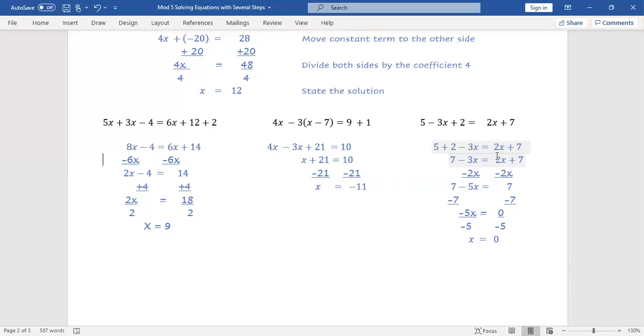A -5 divided by a -5 is a 1. Anything divided by itself is 1. So I just have 1x on the left. 0 divided by -5. It's okay to have the 0 above the line. When 0 is in the numerator, that just simply equals 0. So my answer to this equation is 0. The only value that will make this equation true is for x to be equal to 0.